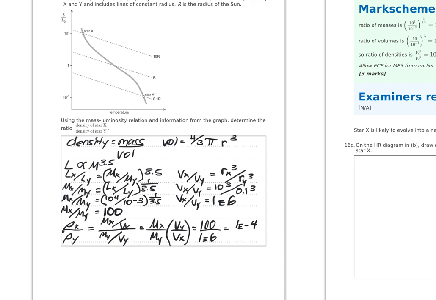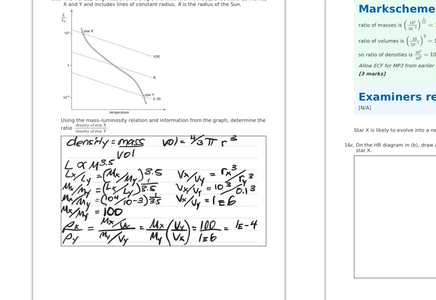I can see that x is 10 to the 4 and y is 10 to the negative 3. And when I work those numbers, I get that the relative mass of x to y is 100. Then volume is 4/3 pi r cubed. That's a math formula from the data booklet.